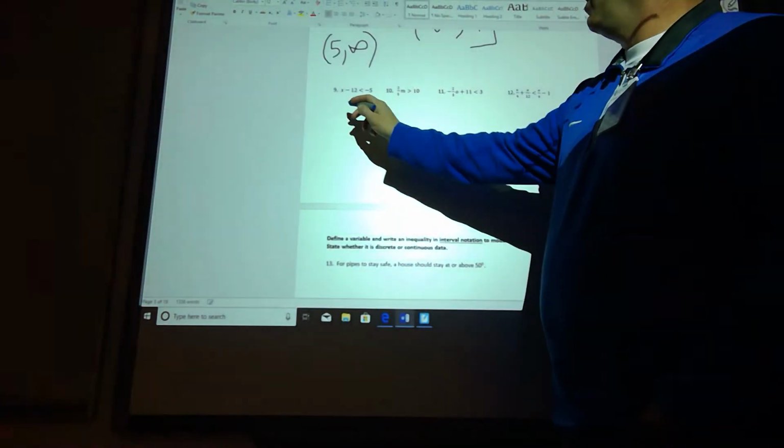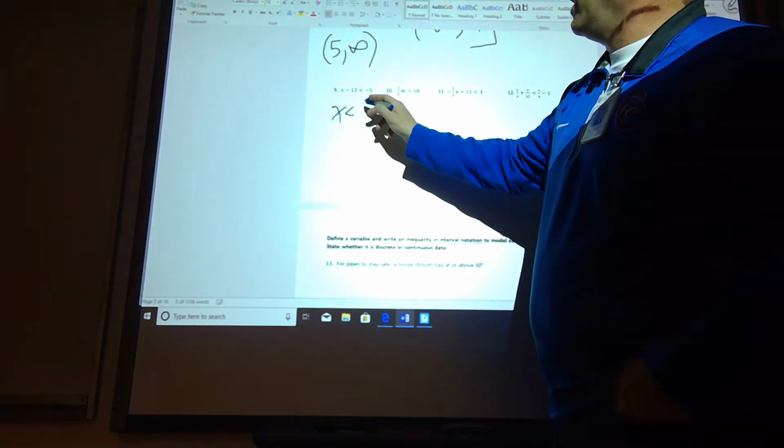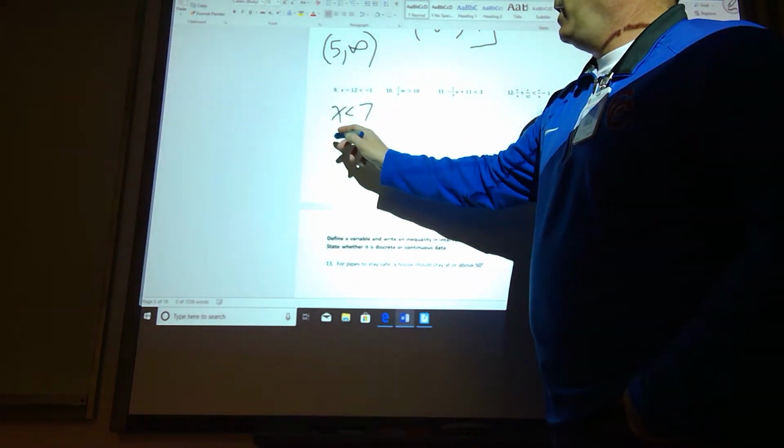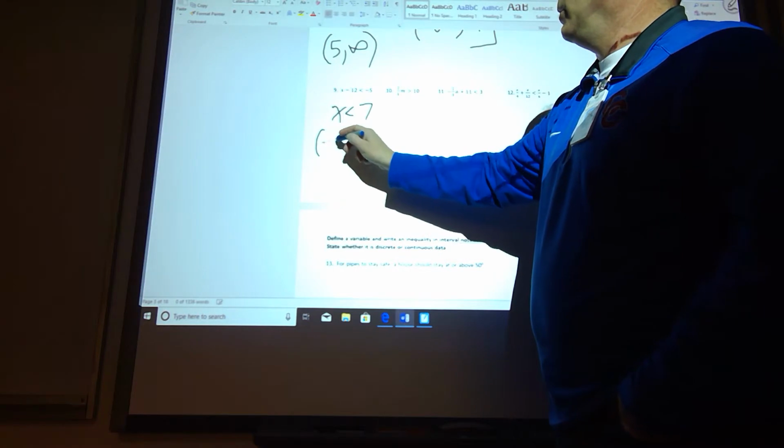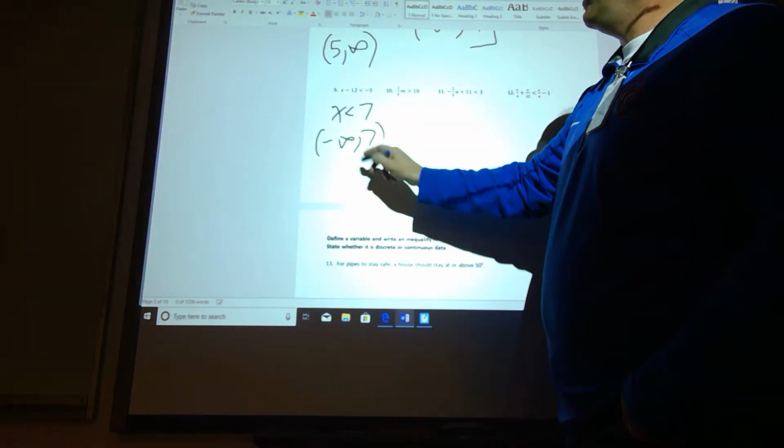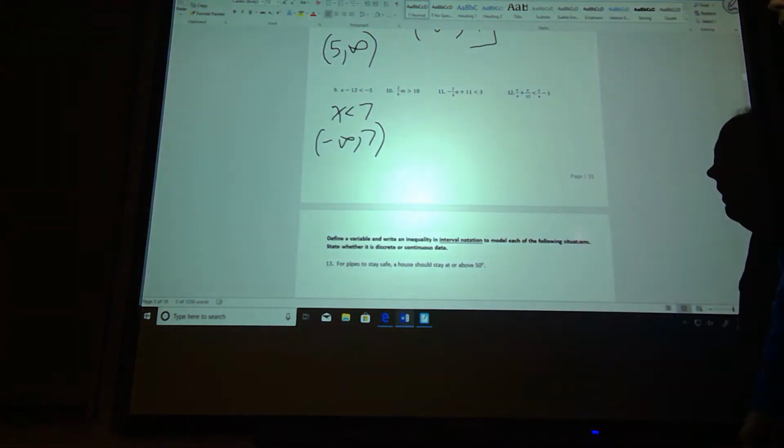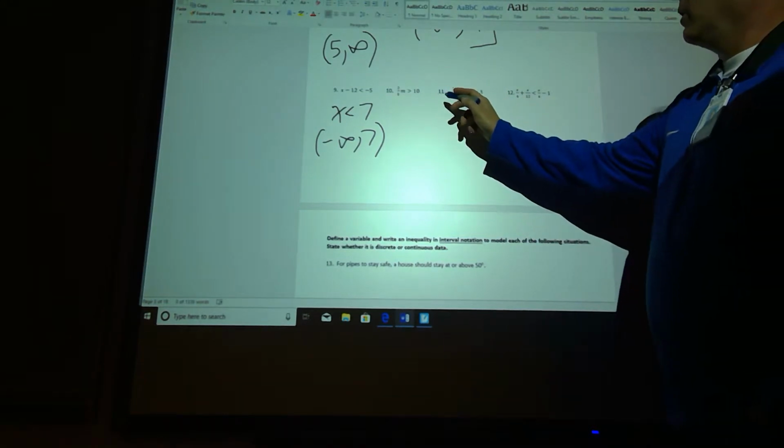Number 9, I'm going to add 12 to both sides. So I'm going to get x is less than 7. And so that goes to negative infinity. So negative infinity to 7. Rounded bracket because I don't have an equal sign under the inequality.